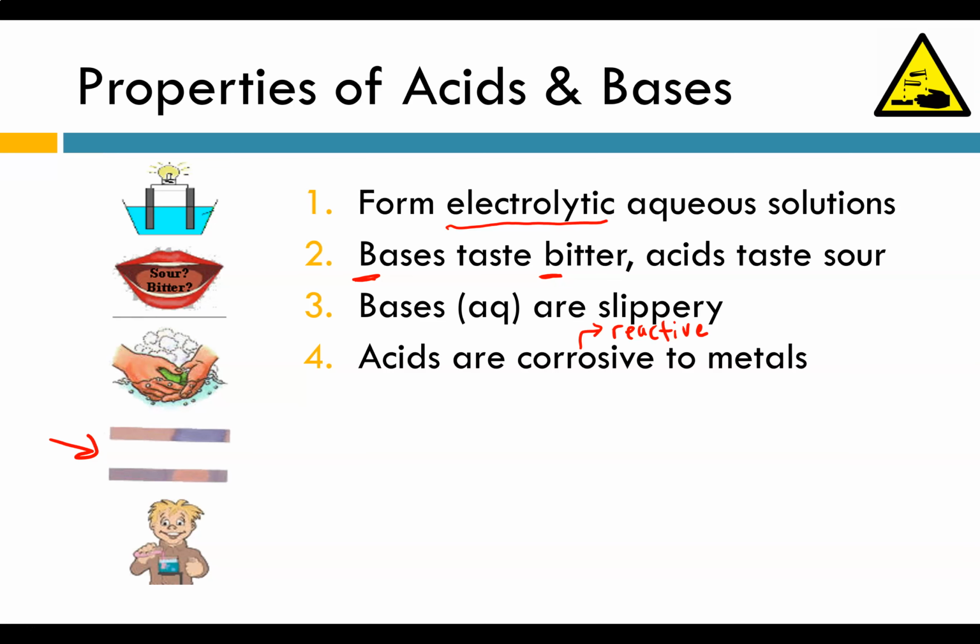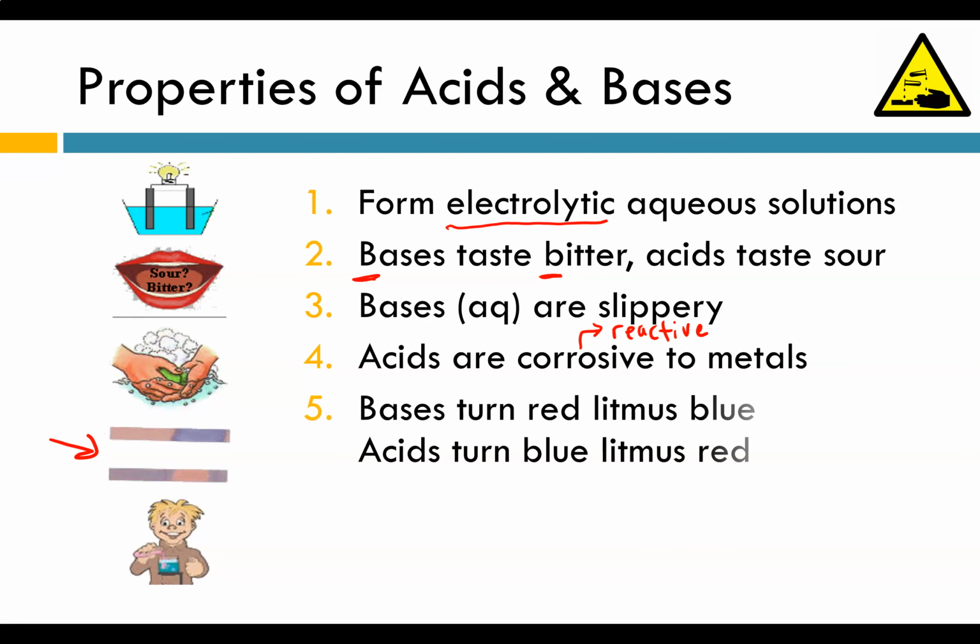Yeah, these are litmus paper, and litmus is an indicator that's going to help us gauge the rough pH of a substance, namely, is it acidic or basic? Bases are going to turn red litmus blue. Again, you can kind of match up the B and the B, and acids will turn blue litmus red.